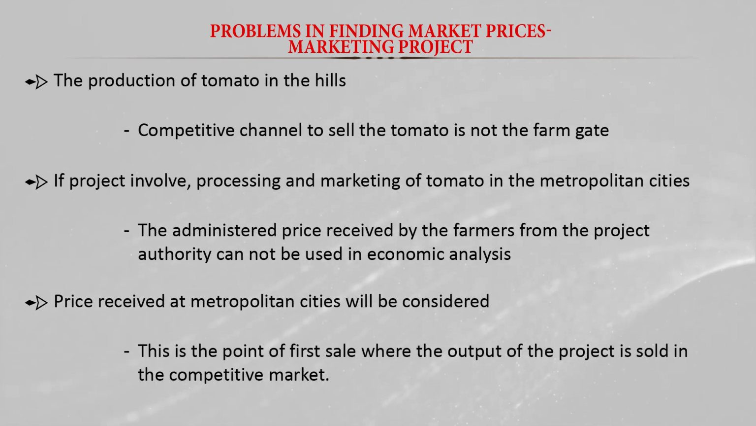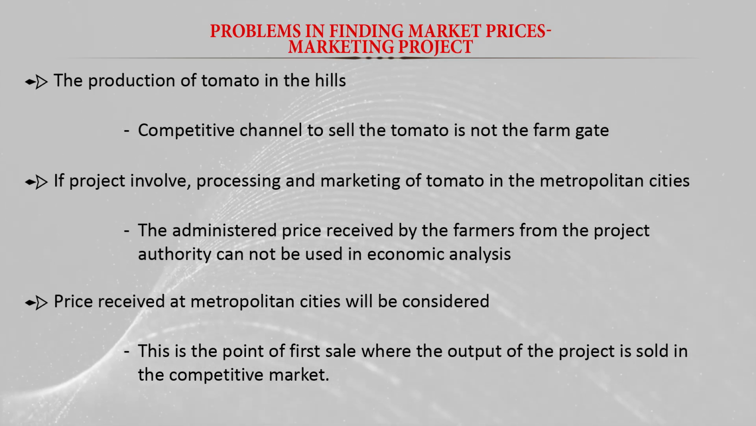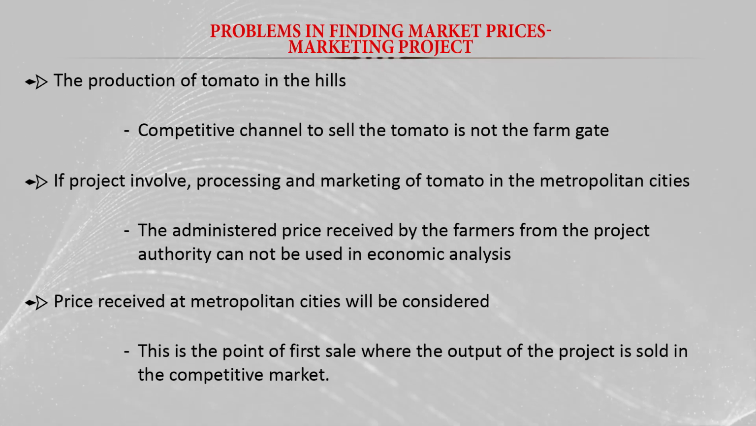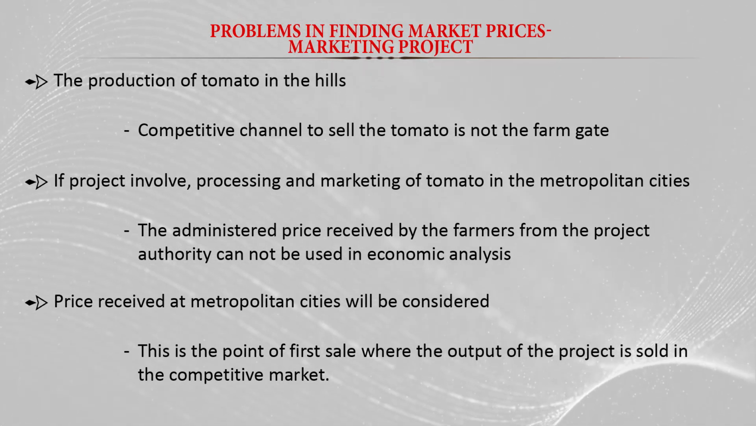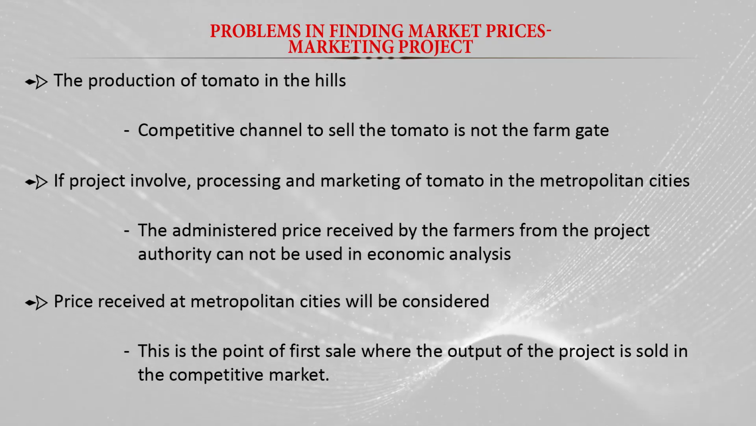So this is the point of first sale where the output of the project is sold in the competitive market. So in case of this project of production of tomato in the hill, the prices received at the metropolitan city should be used to estimate the cost and benefit. Now we can sum up the session: finding the market prices is required to convert the inputs and outputs into money values, and a good rule is that we should consider the prices at the point of first sale, which we also call farm gate prices.